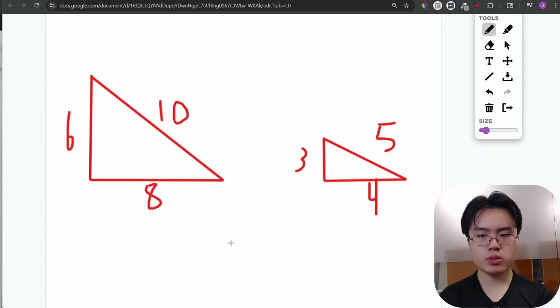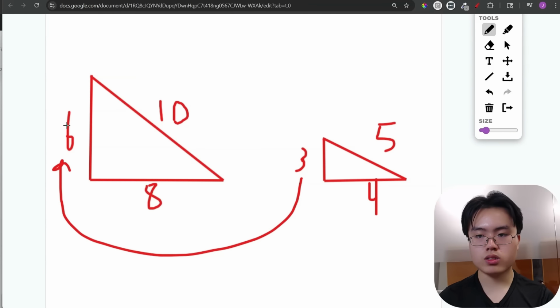You should be able to notice something pretty obvious about these: every single side of this triangle, when you look at the exact same side on the other triangle, the bigger triangle is always 2 times bigger than the smaller triangle. You multiply by 2 to get from this to this. This side, the leftmost side, you multiply by 2 to get from this triangle to the other one.